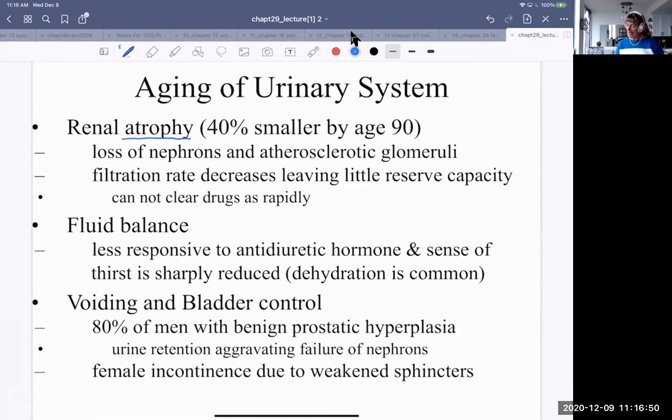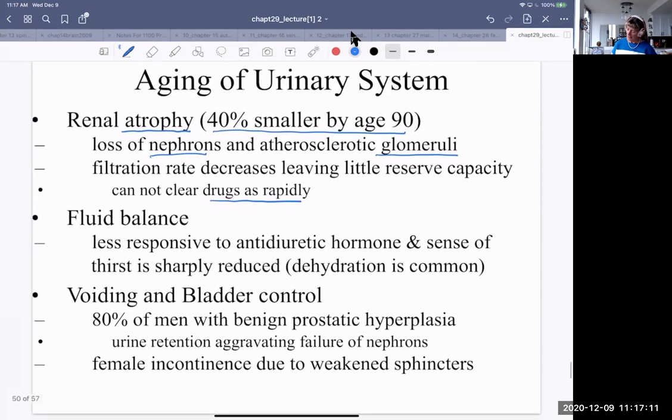Atrophy means becoming smaller, essentially, so losing mass. It can be 40% smaller by age 90. So that's loss of the nephrons, loss of the glomeruli. Filtration rate can decrease, so we cannot clear drugs as rapidly at an advanced age. The body is less responsive to ADH, or the antidiuretic hormone, and the sense of thirst is reduced, so dehydration is common.